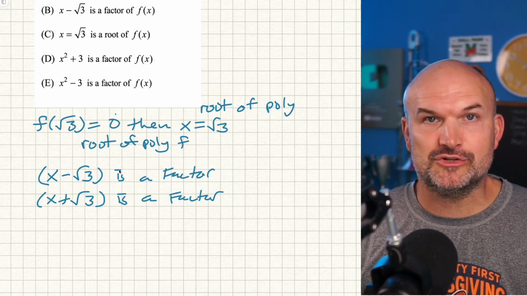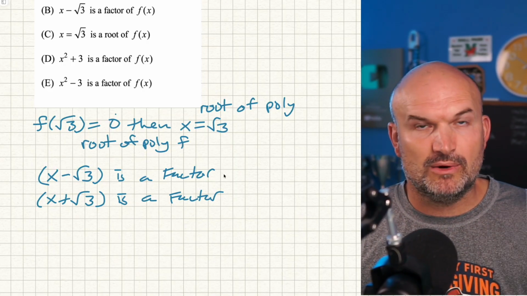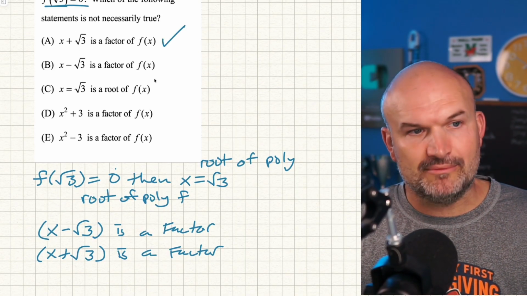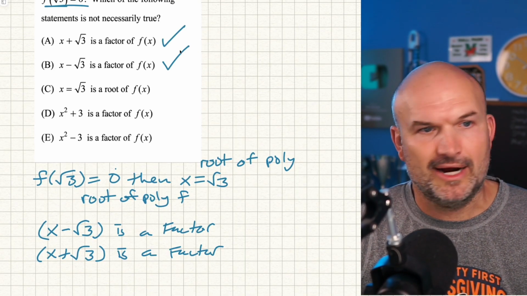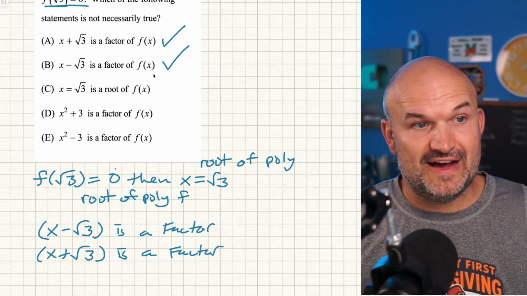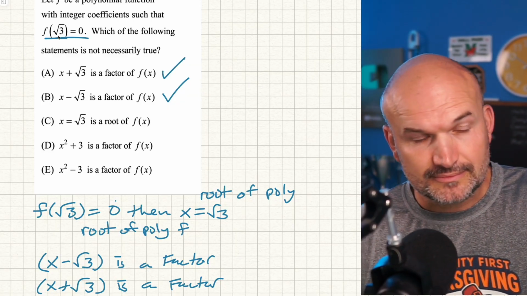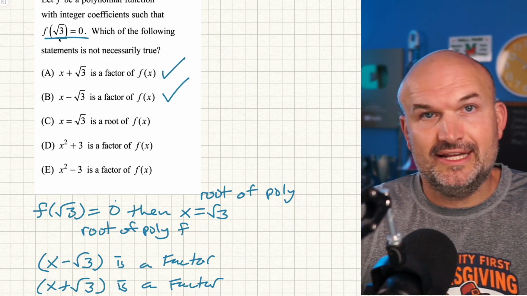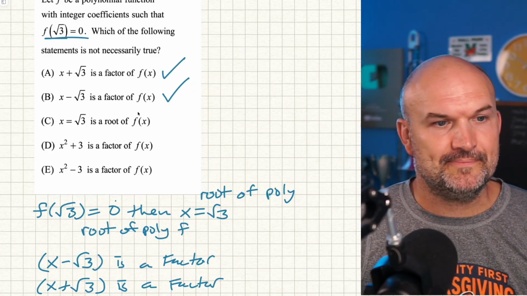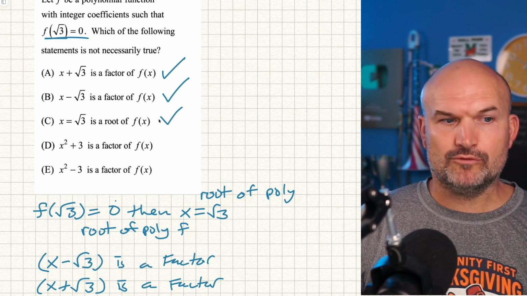So let's go through some answer choices and figure out what we know is true, and then figure out the ones that we're not so sure about. So x plus the square root of 3 is a factor. Yeah, I understand that one's true. x minus square root of 3 is a factor. Yep, I already know that's true. x equals square root of 3 is a root. Yes, we've defined that, right? That's like the definition. If you plug it in, like the remainder, if you plug it in, you get 0, then we know it's a 0 or a root, from the factor theorem. So therefore, x equals square root of 3 is going to be a root.